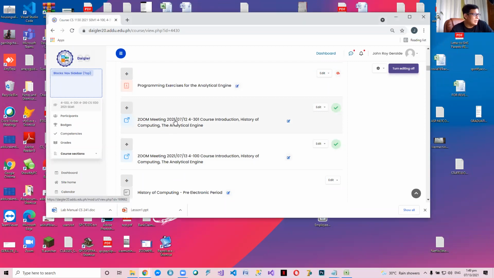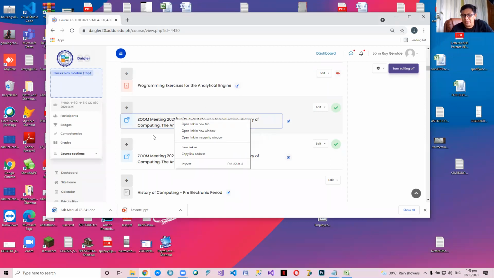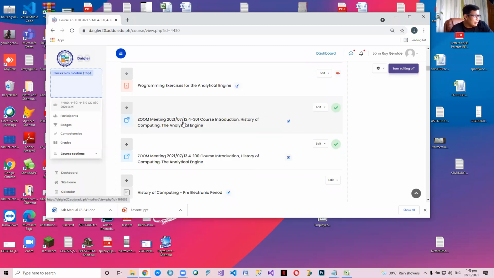Like this, you can right click and then open on a new tab or on a new window. Those who are not present on that particular date, I will indicate the date of the recording like this. We have July 14, and the topics. The description of the topics that we discussed, like course introduction, history of computing, and the analytical engine, so that before you view the video, you will know what to expect and what is being discussed in the video.